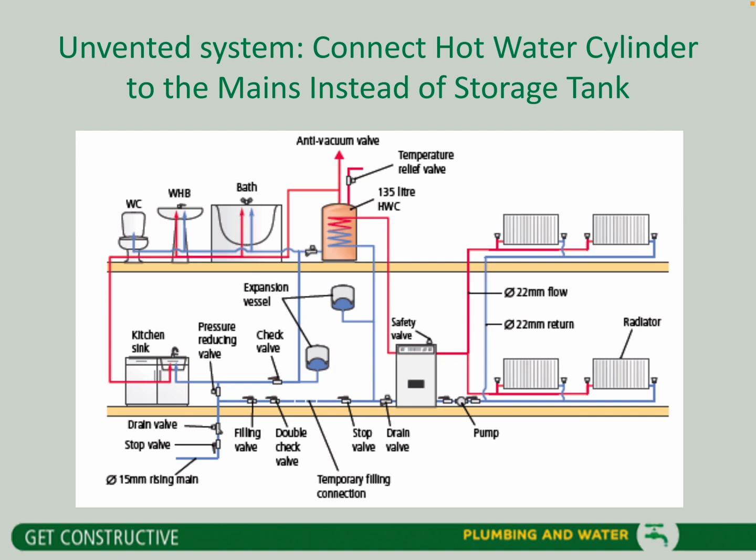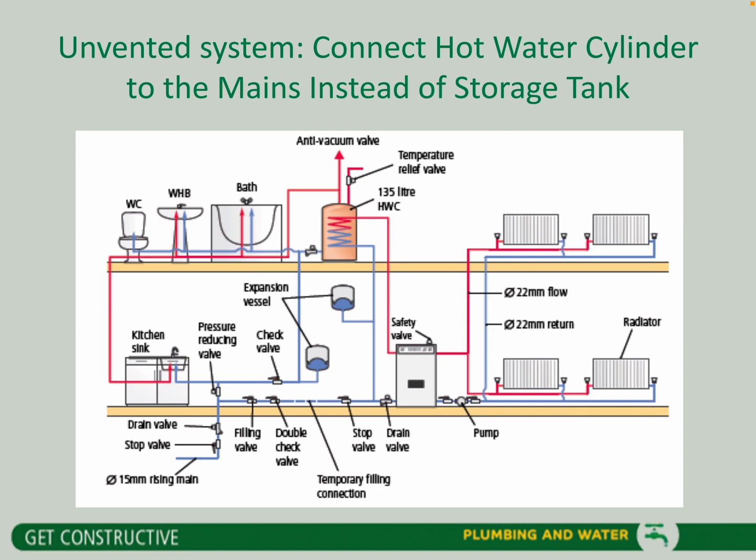You'll also see in between the two these dotted blue lines. That's a temporary filling connection. Generally speaking, that will stay in place with your stop valves, your check valves, and your filling valves all stuck in place, just in case for whatever reason you need to refill the system if there is ever a breakage or a leak. Again, if the pressure builds up too much in the boiler system on the right hand side, you're going to have an expansion vessel.